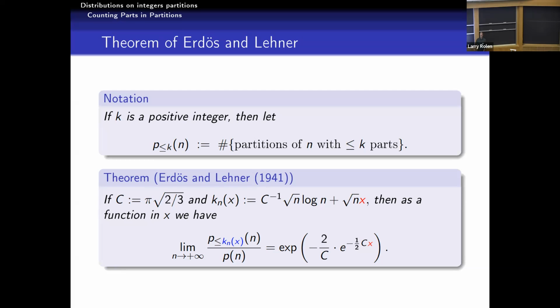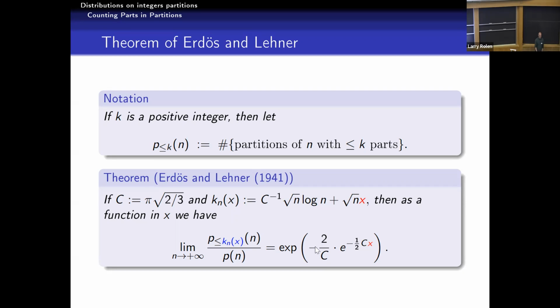Now, the way that they formulate this equation, we're going to take kn equal to this expression here. Notice we've got a part that stays constant, and then we've got a deviation that depends on x. So kn of x is equal to this plus square root of n times x. That centers our distribution a little bit and rescales things.